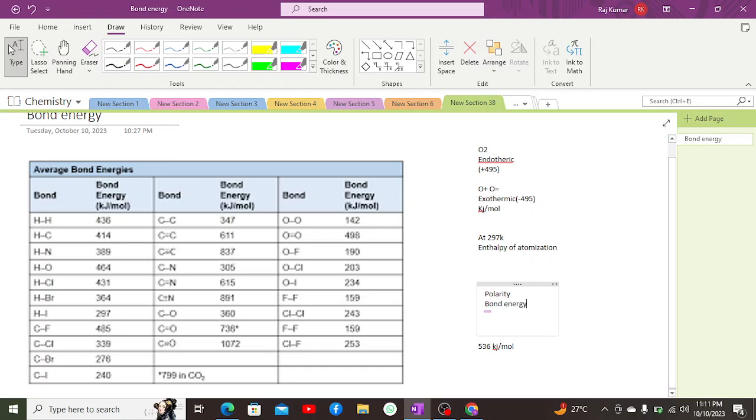An example of this is hydrogen. As you can see, the hydrogen to hydrogen single bond has a bond energy of 436 kilojoule per mole. When it comes to another compound, let's take the example of the oxygen to oxygen bond. Oxygen to oxygen bond energy is 142 kilojoule per mole. Even though both of these have the same atoms, they have different bond energy because of different size. Hydrogen is smaller in size, oxygen is larger in size, due to which their bond energy is decreased accordingly.